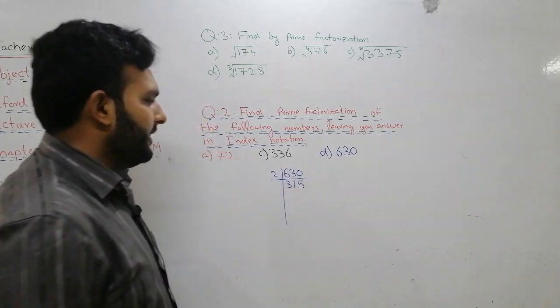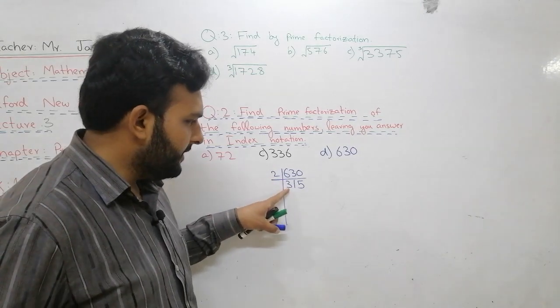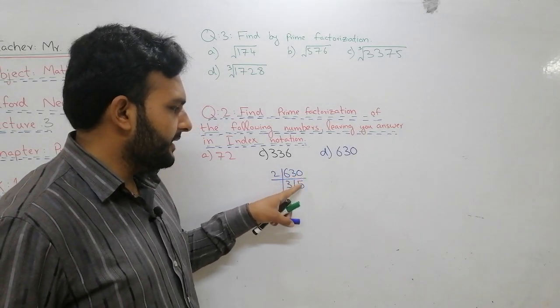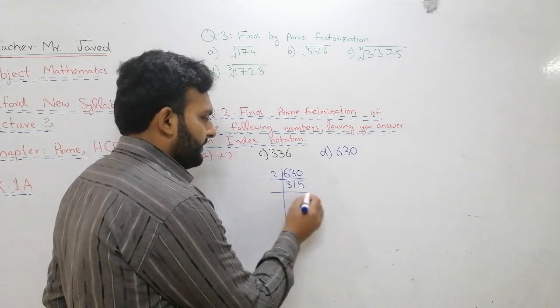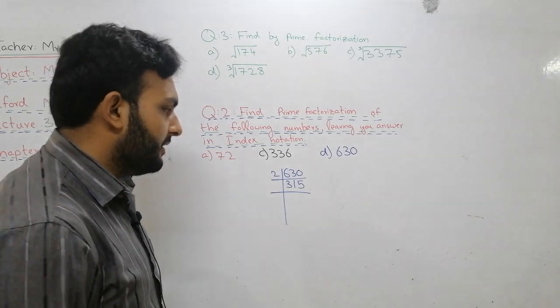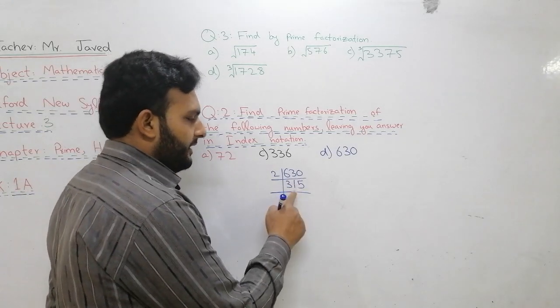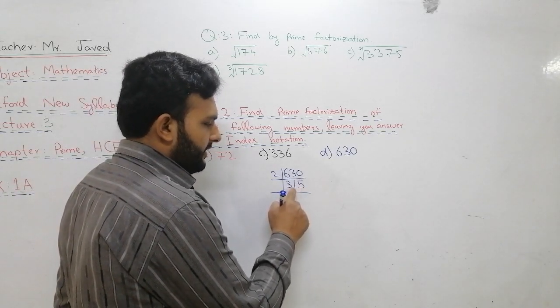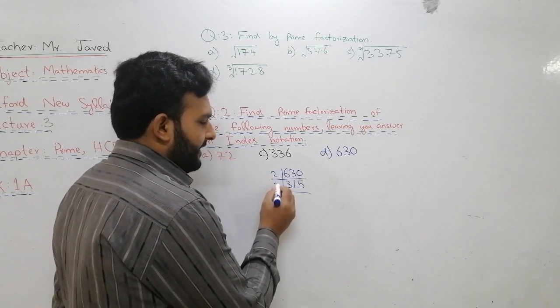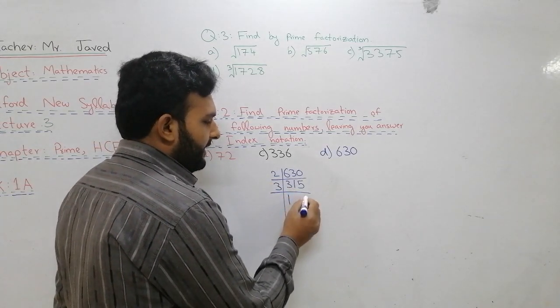Clear? One more time I will repeat. 2 threes are 6, 2 ones are 2 and 1 remains here and it becomes 10. 2 fives are 10. Then after that there is 5, so it is not divisible by 2. What will we do? We will check for 3. So add these: 5 plus 1 is 6, 6 plus 3 is 9, so it is divisible by 3. 3 ones are 3, 3 fives are 15.